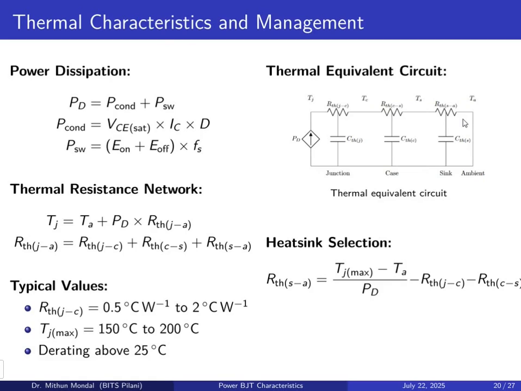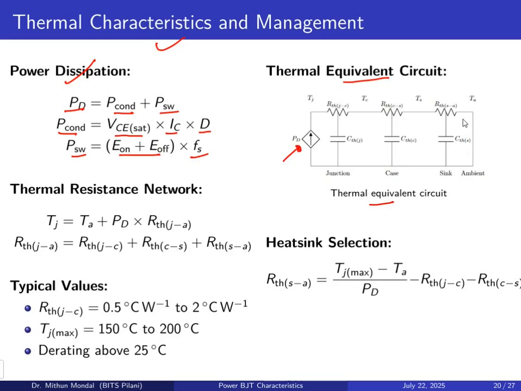Next, we will do the thermal characteristics and management. The power dissipation is the summation of conduction power plus switching power. Conduction power is given by the collector to emitter saturation voltage multiplied by the collector current multiplied by the duty cycle D. The switching power is the losses in the on state plus the off state, multiplied by the switching frequency.